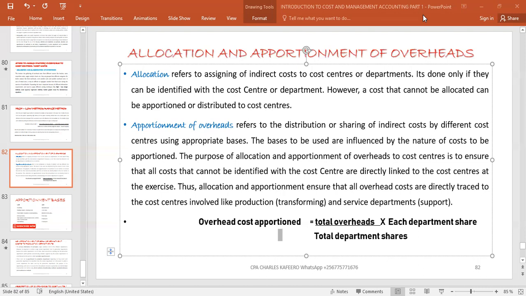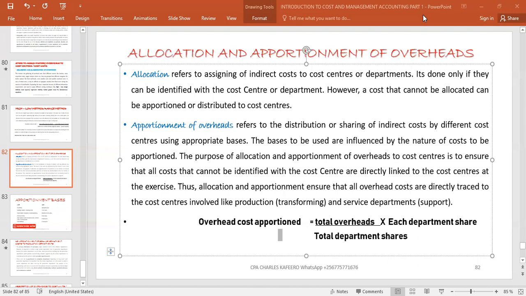But the only way we can do that is by going through these steps. In the first step, we classify and collect those overheads, and that's what we did in the first video, where we looked at the high-low method and the least squares, and we separated those costs. But having separated those costs, we need to go to the next step, which is assigning these overheads to the cost centers where they are incurred.